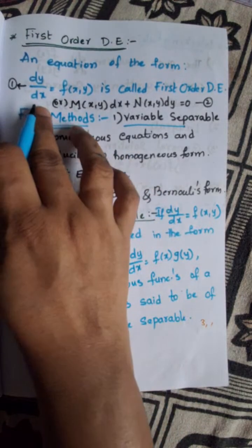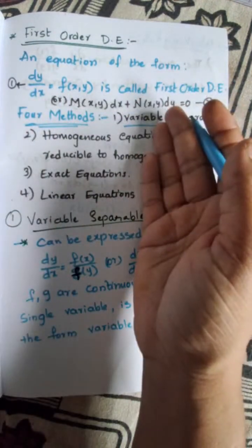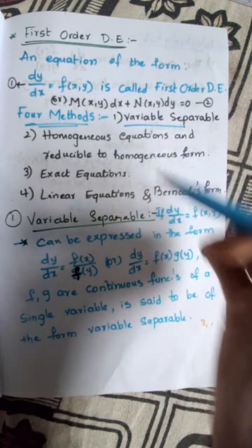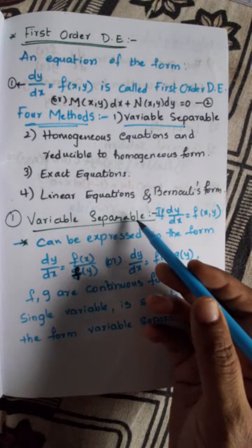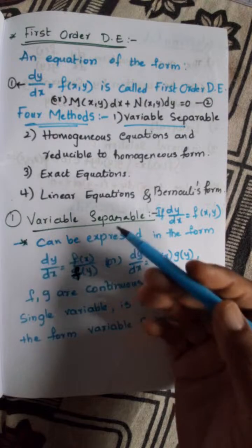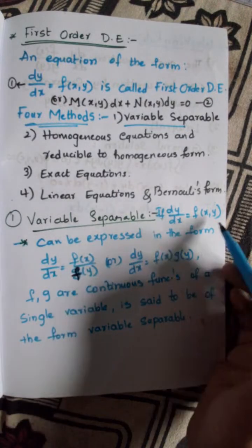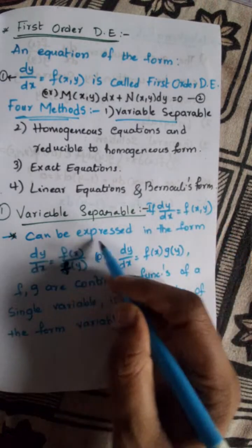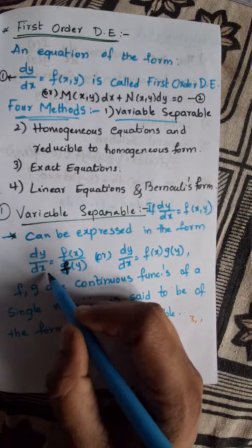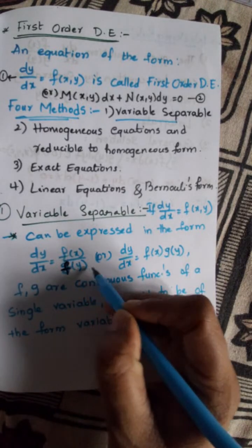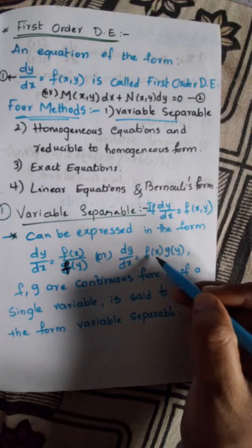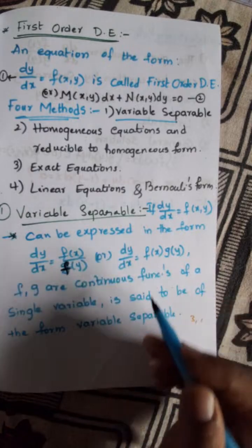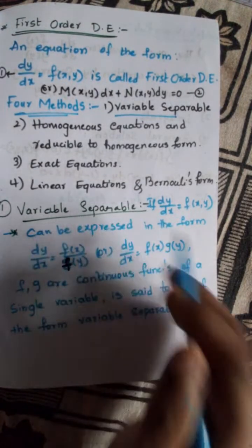If we are given dy by dx equal to f of x comma y, then M dx plus N dy is the form. Then how to solve? By using variable separable, we can solve the differential equation. If dy by dx equal to f of x comma y can be expressed in the form dy by dx equal to f of x by g of y, or dy by dx equal to f of x into g of y, we can use the variable separable method easily.